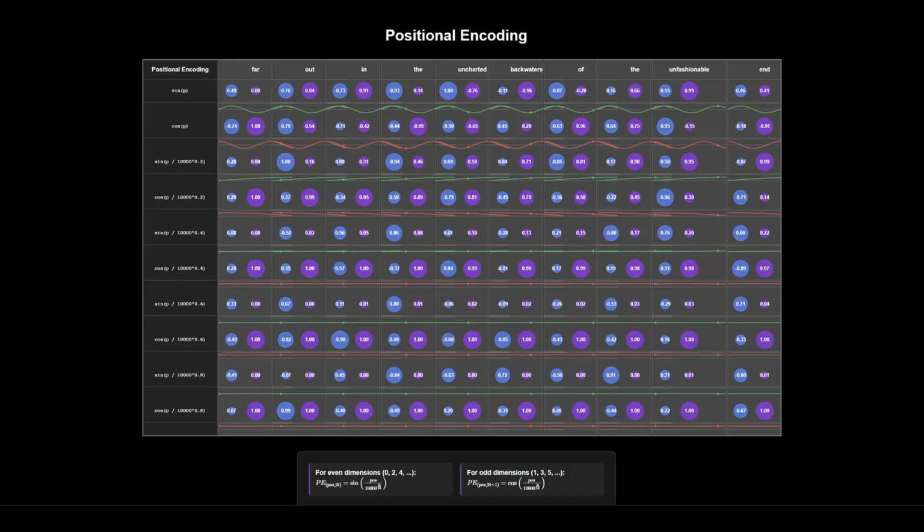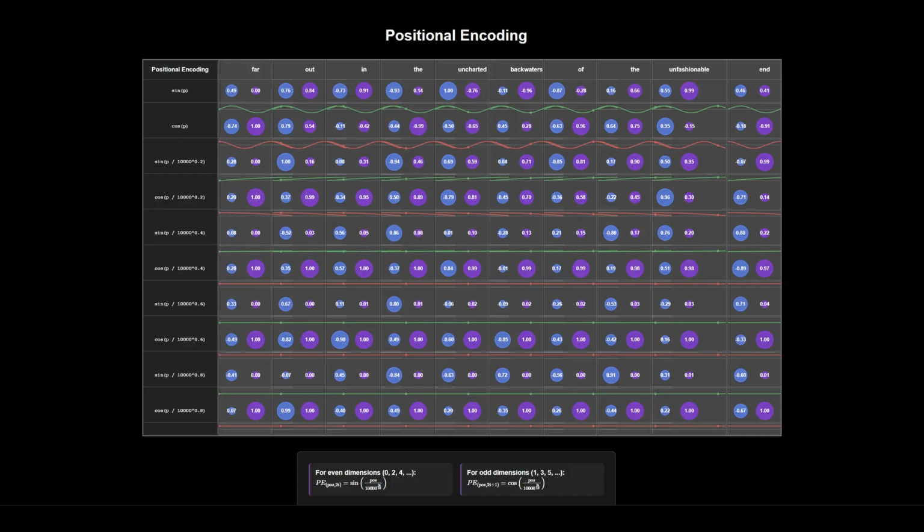Now, why do we use both sine and cosine? Because together they form a 2D rotational representation of position. If we only used sine, positions like 0 and 2 pi would both have a sine value of 0, so they'd look identical. By adding cosine, which is 90 degrees out of phase with sine, each position gets a unique sine-cosine pair.